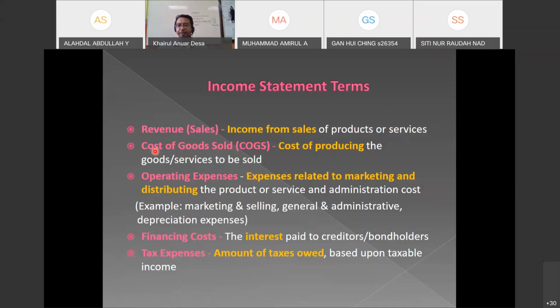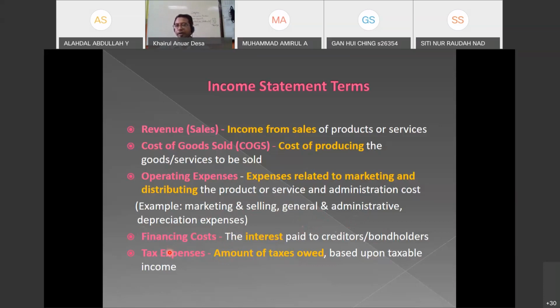Okay. Apa yang saya terangkan, what I'm trying to explain to you is about the cost of producing the good or services to be sold. Untuk mengeluarkan, to produce a product, they involve cost. Okay, involve cost. So what is the operating expenses? Seperti expenses related to marketing and distributing the product or services and administration costs, selling, general administrative, depreciation expenses. And also the company has financing costs.